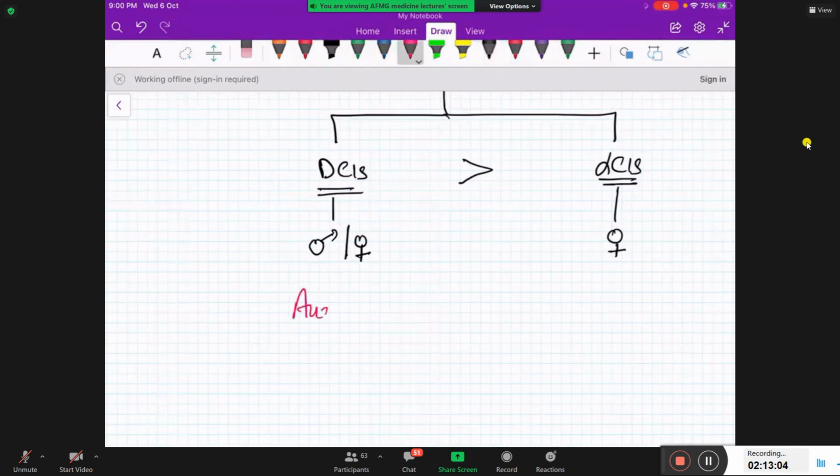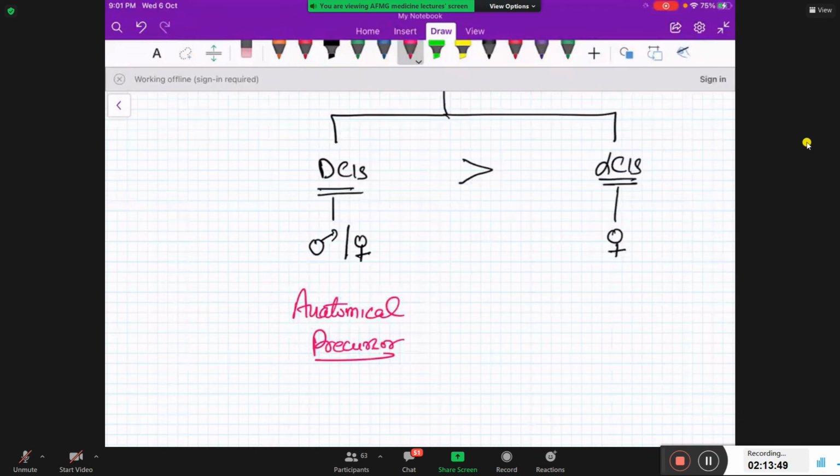DCIS is an anatomical precursor. What do you mean by anatomical precursor? Anatomical precursor means once there is a ductal carcinoma in situ, at any time in life it can transform into invasive ductal carcinoma. It will always transform into an invasive ductal type only. So it can any time in life transform into invasive cancer, and that invasive cancer will be invasive ductal only.